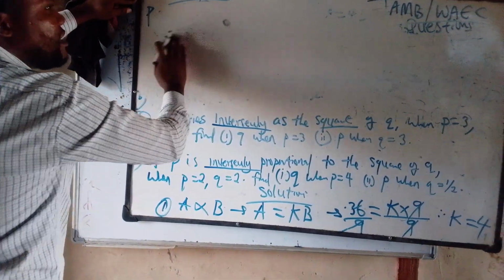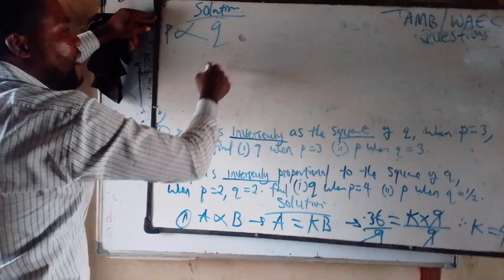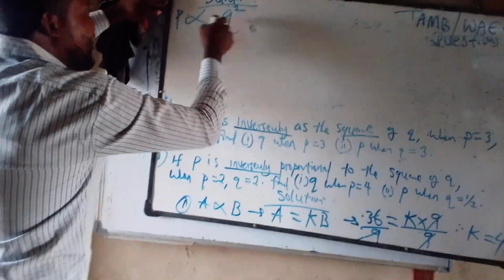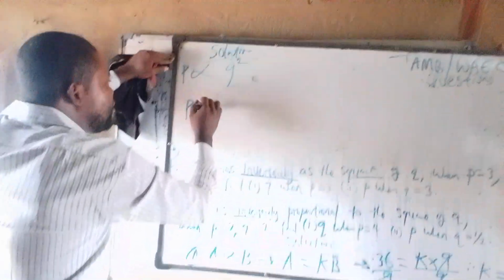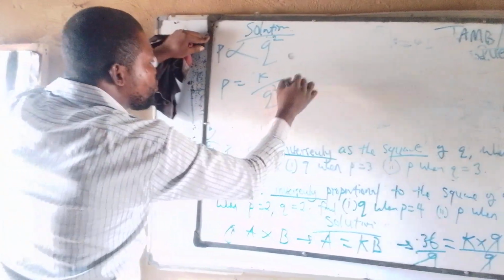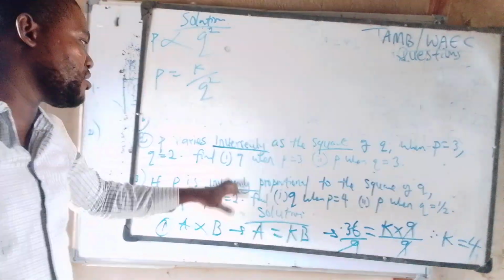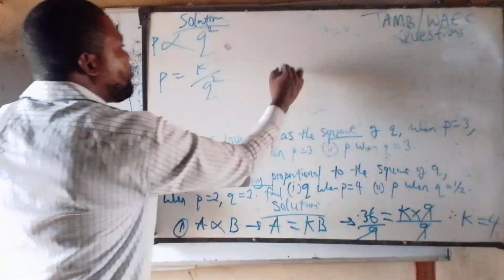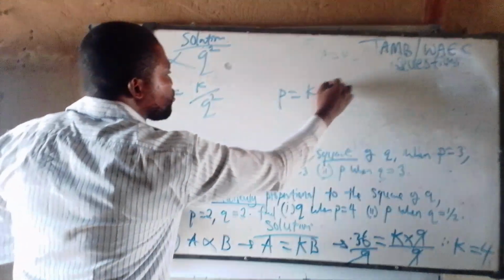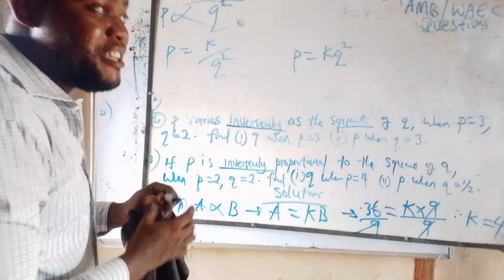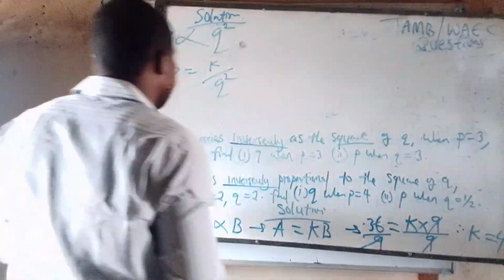So I put that P is varying inversely as Q squared. And if I go before, I will get P is equal to K over Q squared. Why does this K come on top as a fraction? Because it's inverse. If it were direct, I would have P equal to KQ squared. It is direct, but now it's inverse, so it goes like this.